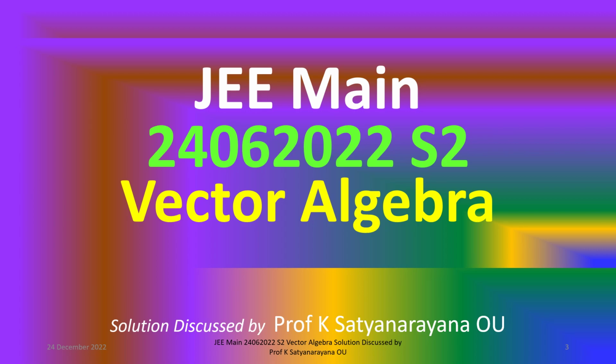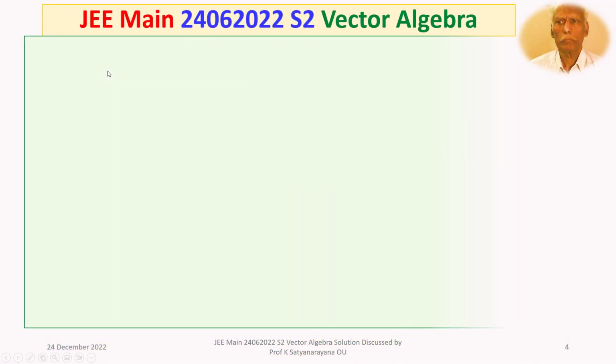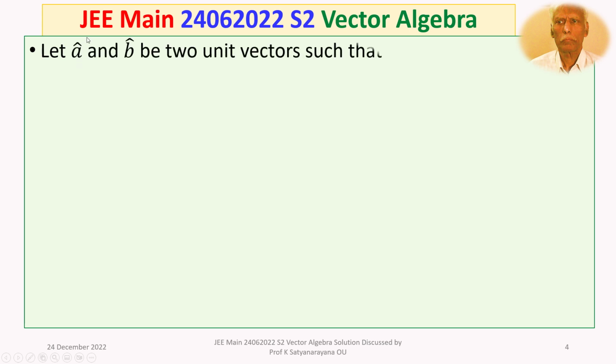We will now discuss the solution of a problem from the section Vector Algebra. This question has appeared in the Joint Entrance Examination Main held on 24th June 2022 in the second shift. The problem is, let a cap and b cap be two unit vectors such that modulus of a cap plus b cap plus 2 times a cap cross b cap is equal to 2.